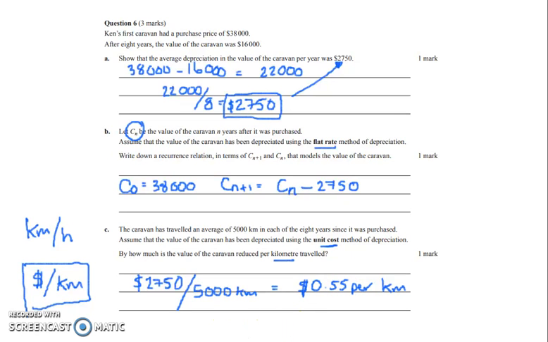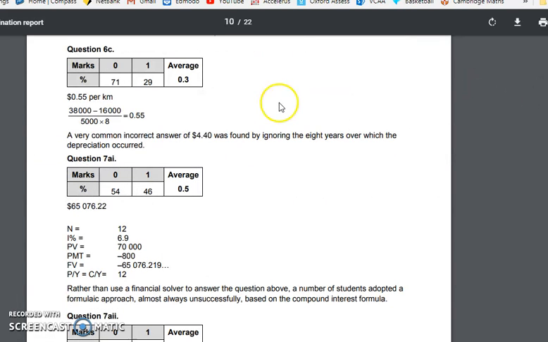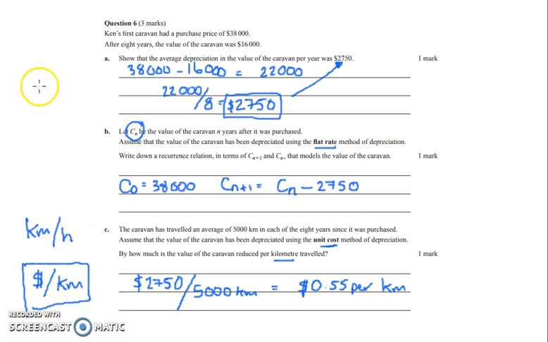So if we have a look at the assessor's comments here, we'll go on to the next page. Only 29% of the cohort managed to get the full mark for this, of 55 cents per kilometre. A very common incorrect answer was $4.40, found by ignoring the 8 years in which depreciation occurred. So that is our correct answer, and only 29% of the cohort managed to get that one correct. Hopefully this one has helped you from doing straight line depreciations into recurrence relationships and unit price. Thank you.